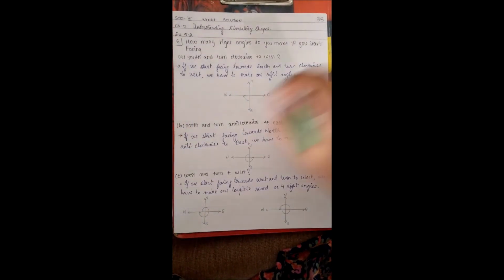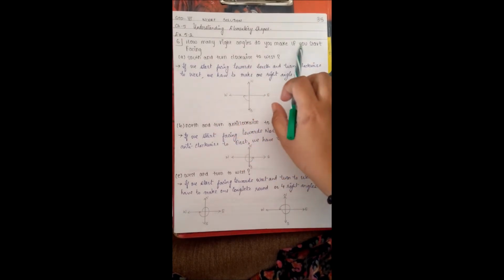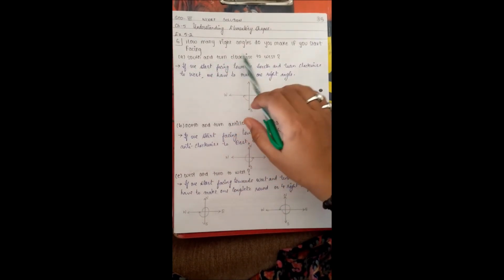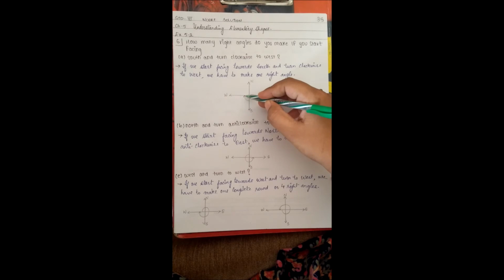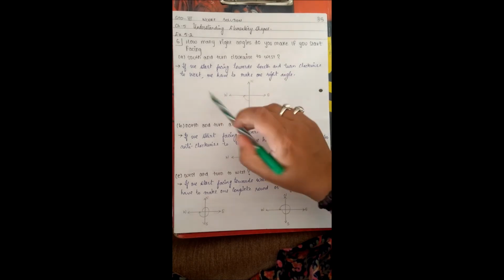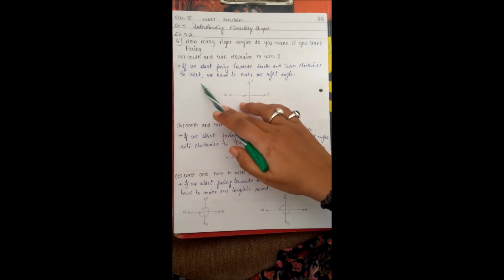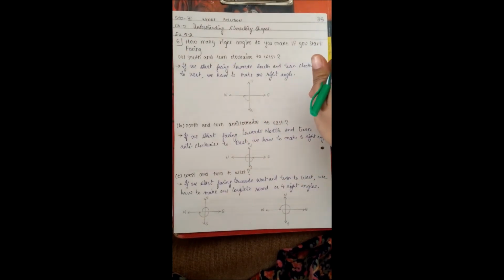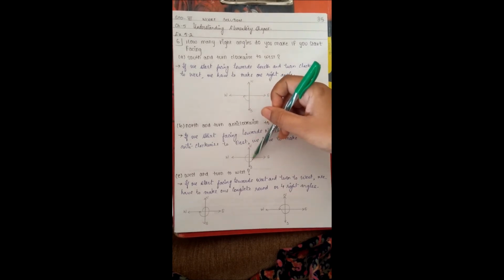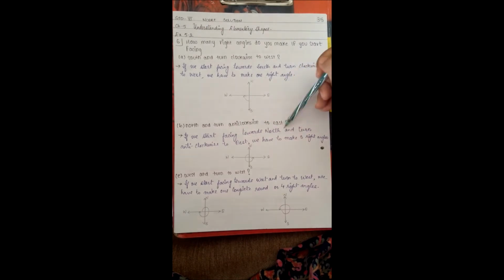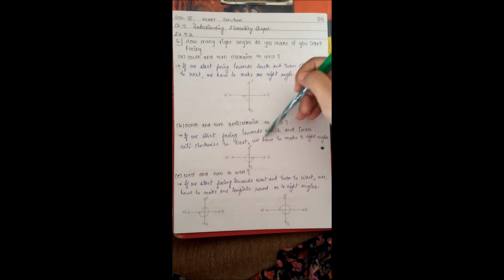Now let's see the next question. How many right angles do you make if you start facing south and turn clockwise to west? We have to face south and turn clockwise to the west. So there is only one right angle. If we start facing towards south and turn clockwise to west, we have to make one right angle. Now north and turn anti-clockwise to east. So this is 1, 2 and 3 right angles. If we start facing towards north and turn anti-clockwise to east, we have to make 3 right angles.